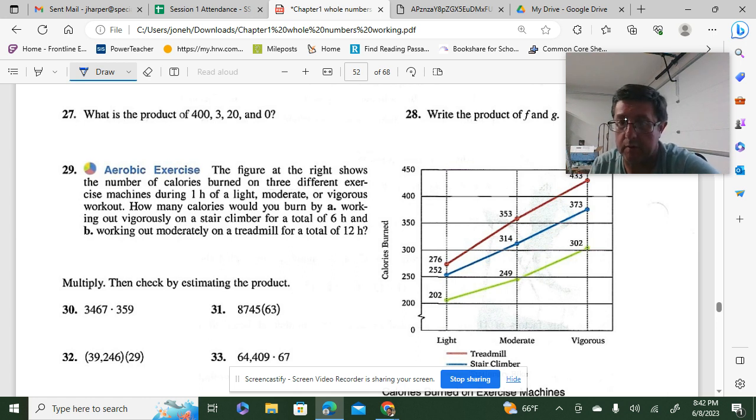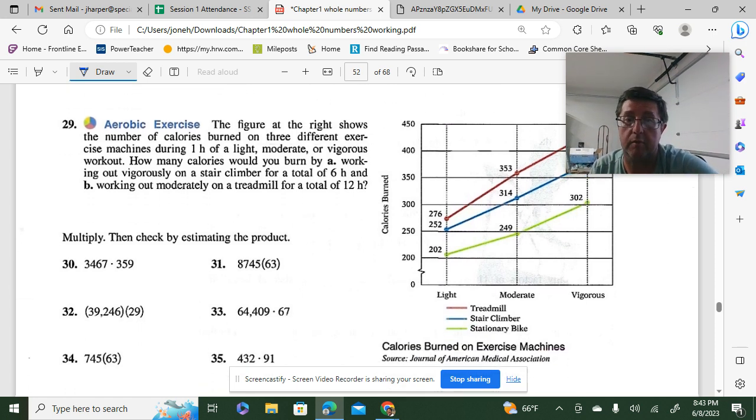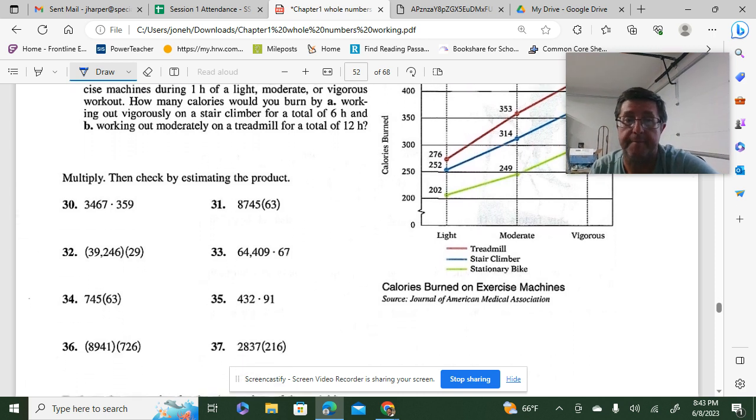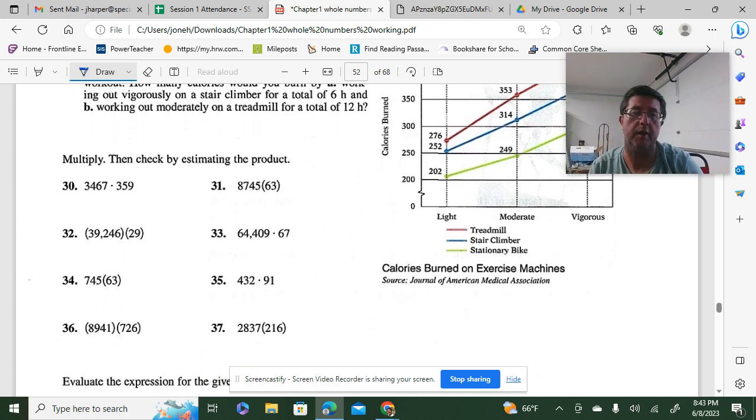So you worked moderately on the treadmill, you burn 353 calories. So you would times that by 12 to find out how many total calories you burned. Okay, multiply. Check by estimating the product.